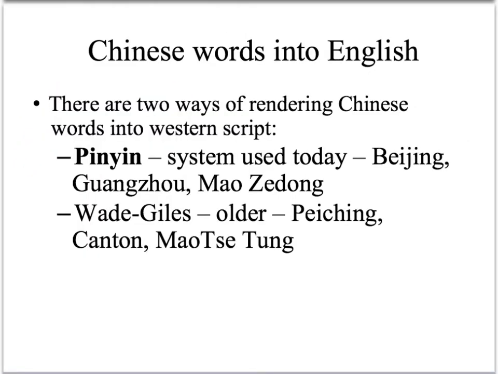Because Chinese use such a different form of writing, there are different ways of converting that into English. The two main forms are pinyin and Wade-Giles. Pinyin is the much more modern system, and that gives us words like Beijing, Guangzhou, Mao Zedong. But you often see the Wade-Giles system used, or actually far more commonly, you see the pinyin and then the Wade-Giles system.